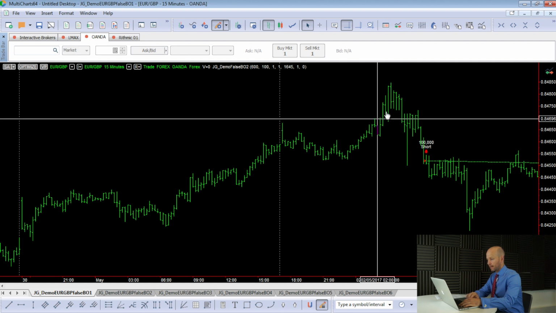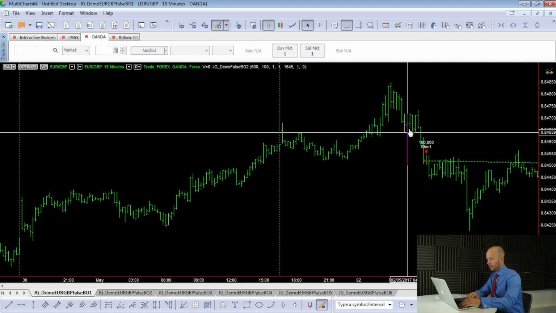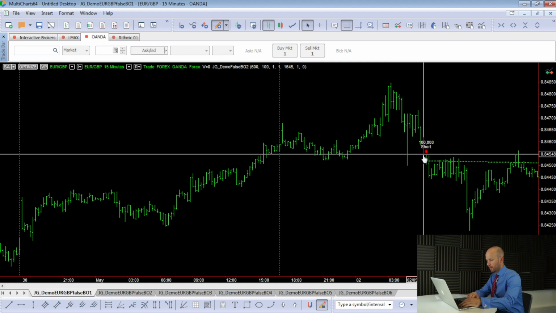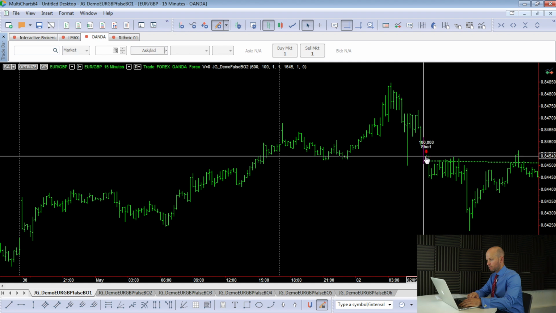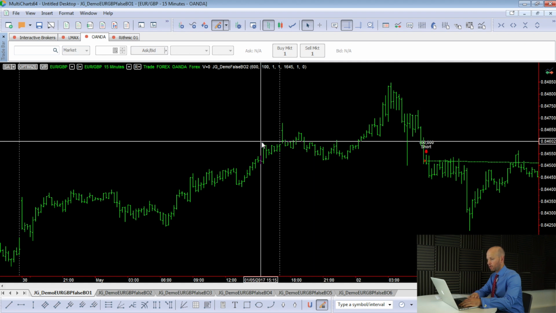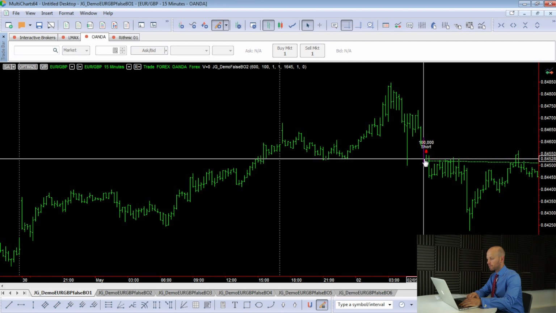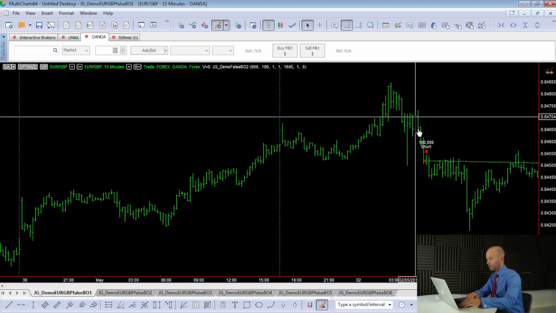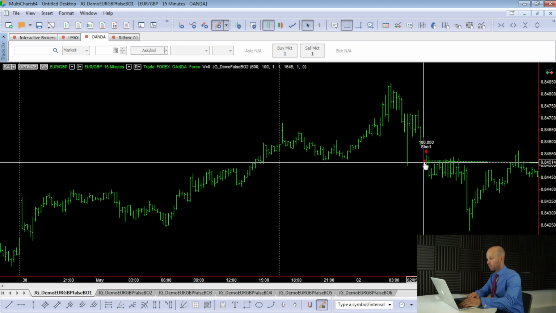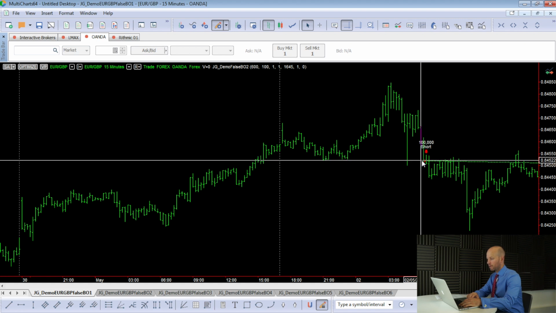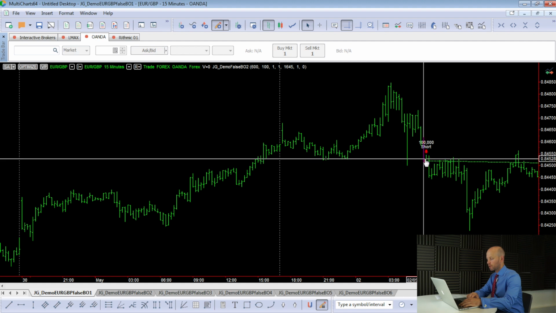But then prices carried on up, they came down, and then eventually they closed at 6:15. There was a close back below the high of yesterday's bar. And because it had gone up, it had broken out, it had closed back below it, and we're within our time window, then we go short on the open of the next bar. And the opposite would be true for a long trade.